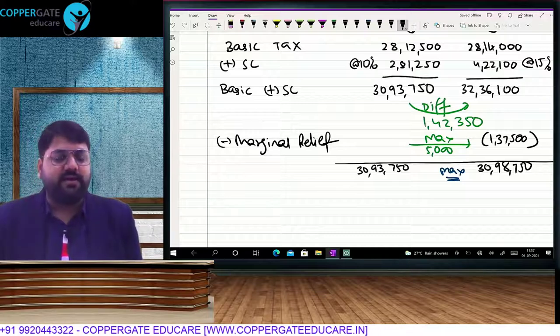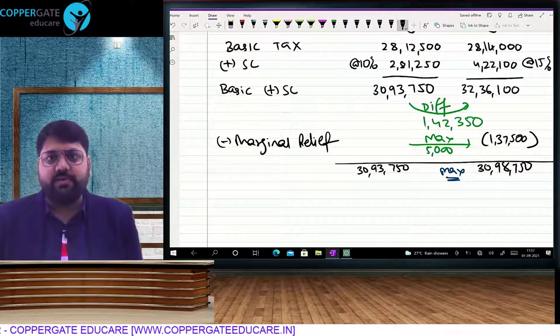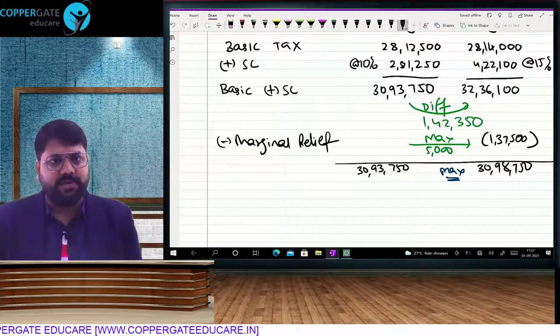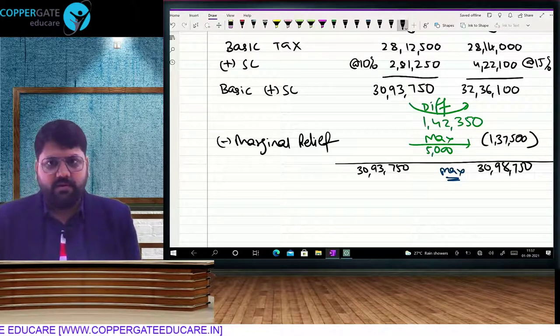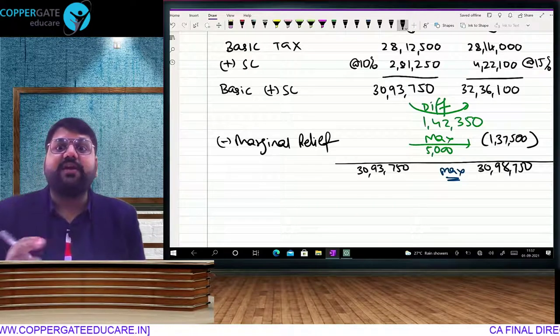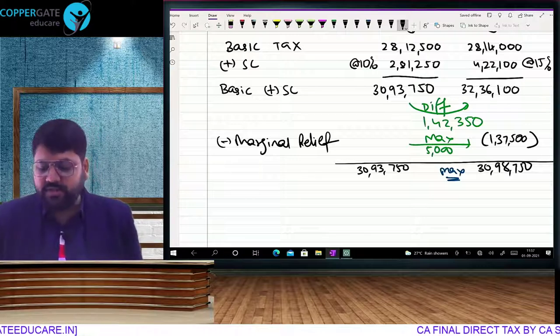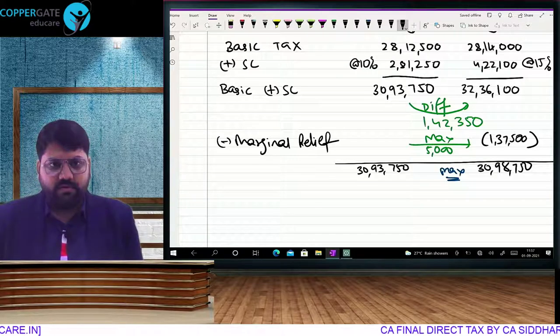That finally concludes your concept of surcharge. Once upon a time, surcharge was a very small concept, only 10 and 15. Now, we have 25 and 37. We have cases where 25 and 37 are not applicable. We have also discussed the concept of marginal relief.